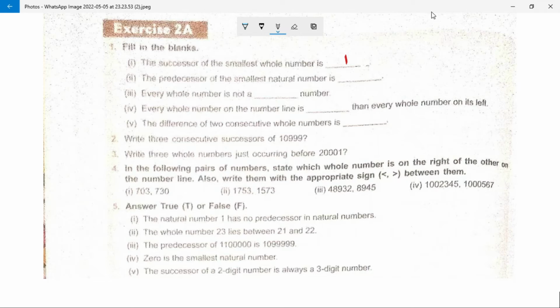Now the predecessor of the smallest natural number. The smallest natural number is 1. Predecessor means before. So it will be 0. Now every whole number is not a natural number.